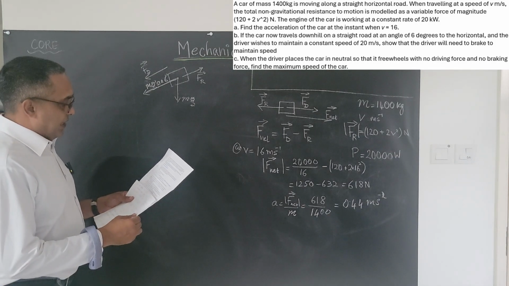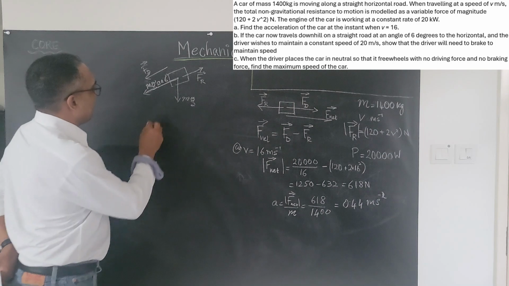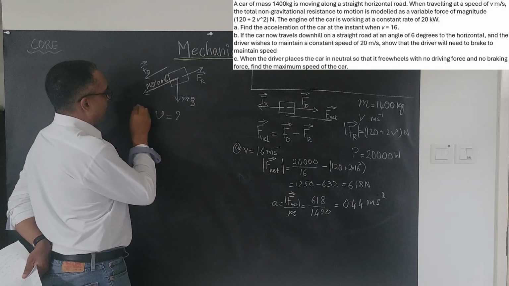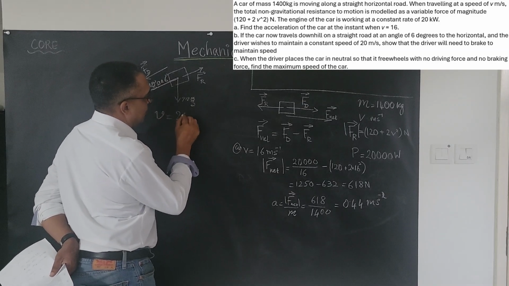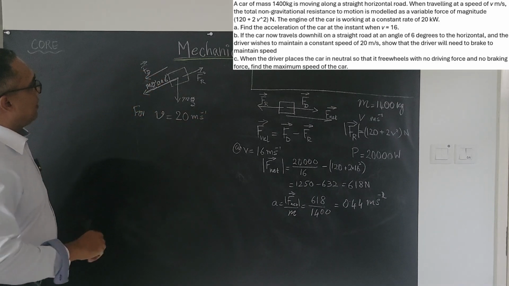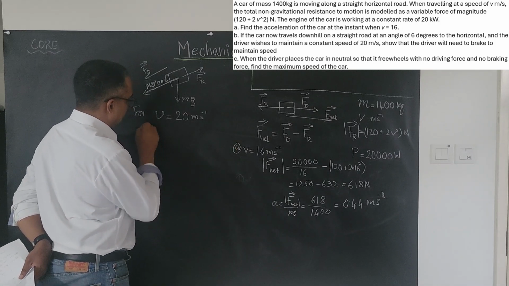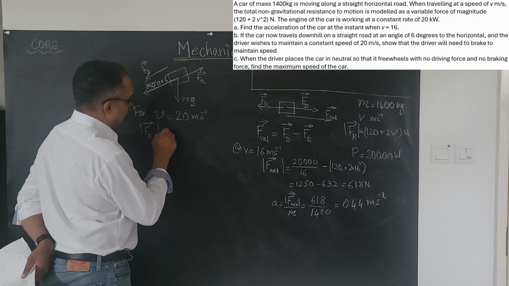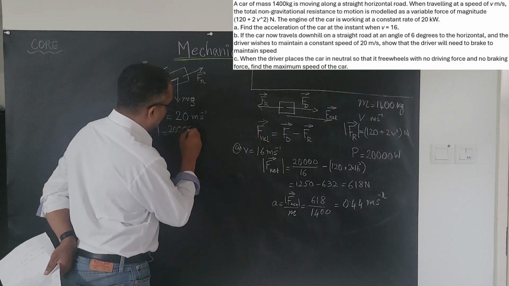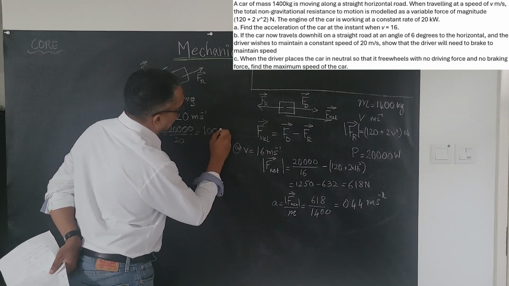Now, if you were to maintain a speed of 20, let's just see what happens in this case. If I was going to be at a velocity of 20 meters per second, what is happening here? Well, very easily I can say the driving force magnitude is equal to 20,000 divided by 20, which is equal to 1,000 newtons.